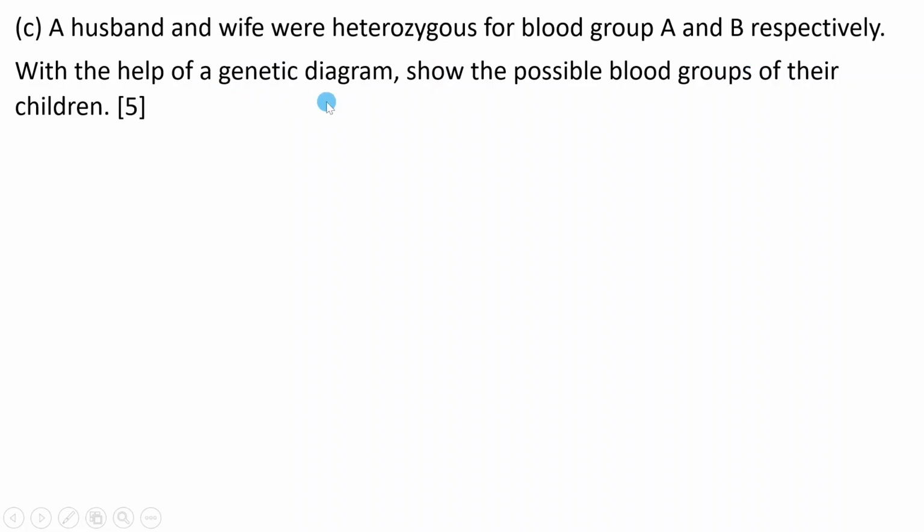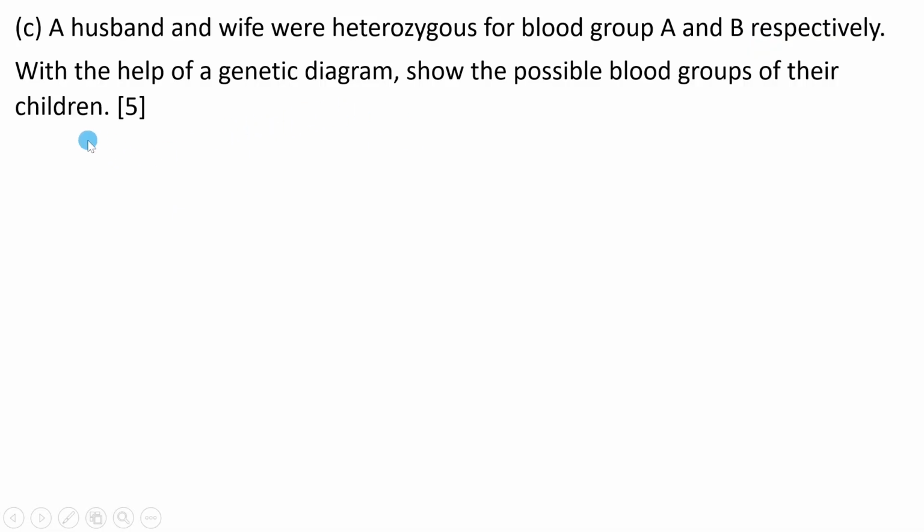With the help of a genetic diagram, show the possible blood groups of their children. Okay, so if they say a husband and wife were heterozygous for blood group A and B respectively, it means the father was blood group A, then mother was blood group B. Now this blood group A was carrying the allele, instead of carrying AA, it was carrying AO. This one, instead of carrying just B, it was carrying BO. That's why they are heterozygous.